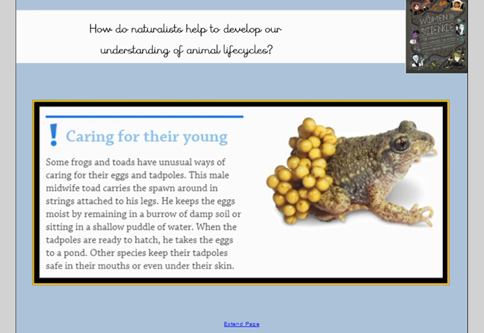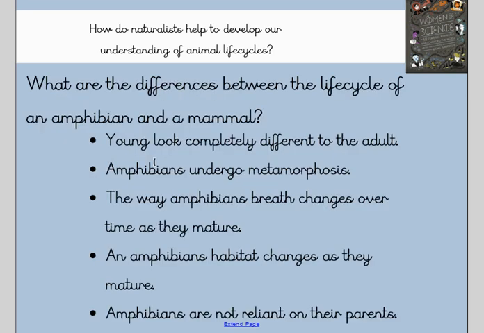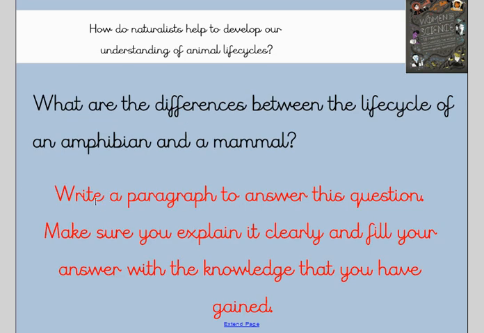Now, what I want you to think about today, okay, is those changes. What are the differences between the life cycle of an amphibian and a mammal? So I've given you some ideas here, okay, and what I want you to do is write a paragraph to answer that question. I want you to make sure you explain it clearly and fill your answer with the knowledge that you've gained. So don't just give me really simplified reasons, okay? Use everything that we've just learnt within that video.